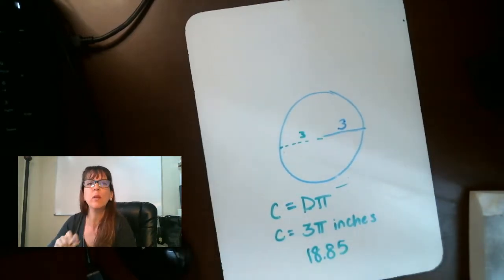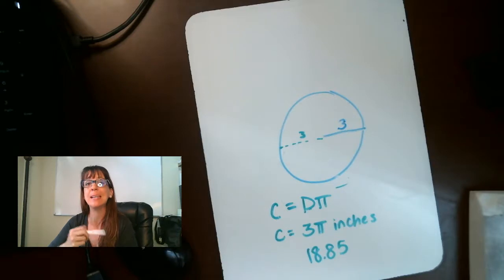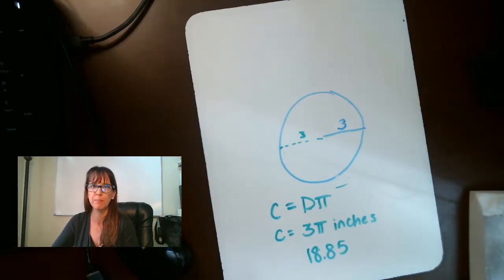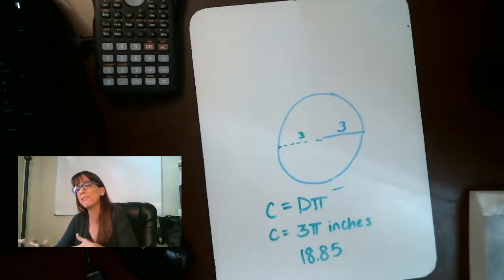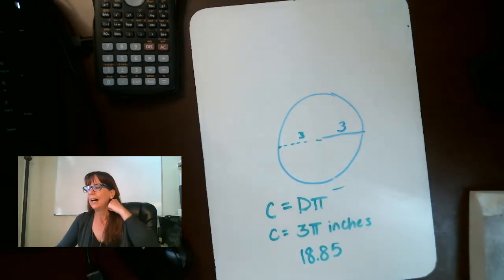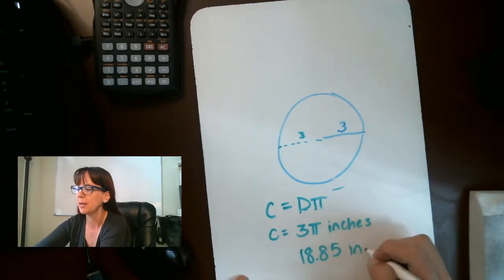18.85. Now, the reason why I want you to use your pi button and not 3.14 is because you get a much more accurate number using that pi button as opposed to using 3.14, okay? If you don't have the pi button, get yourself a scientific calculator, but in the meantime, you can use 3.1415. That's a little bit more accurate, but if you can, use that pi button.